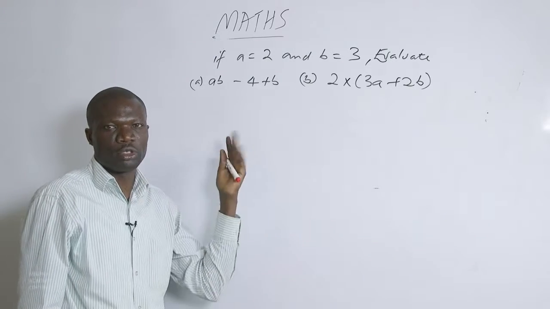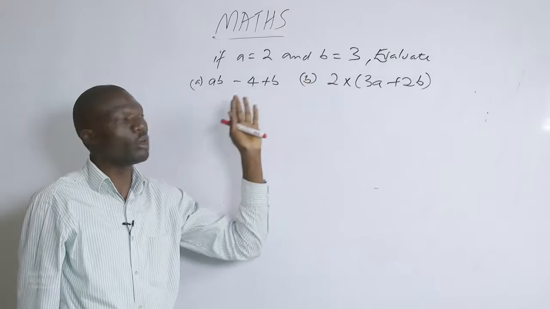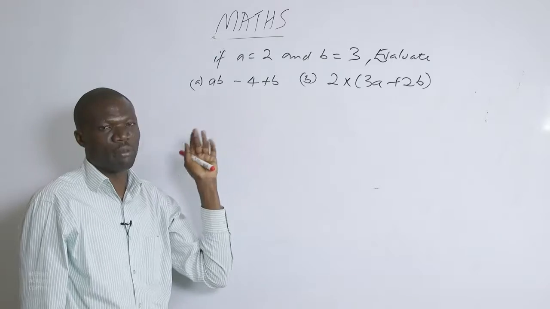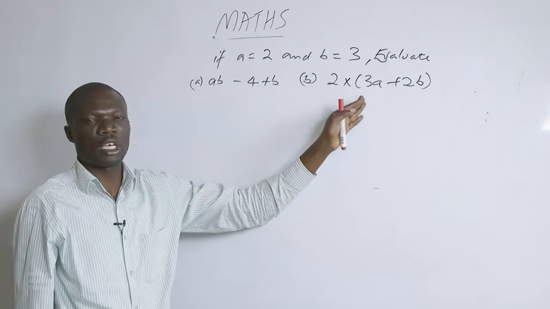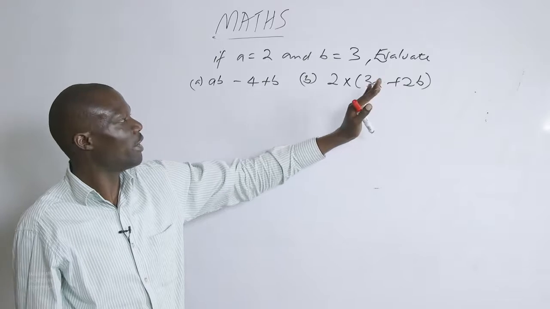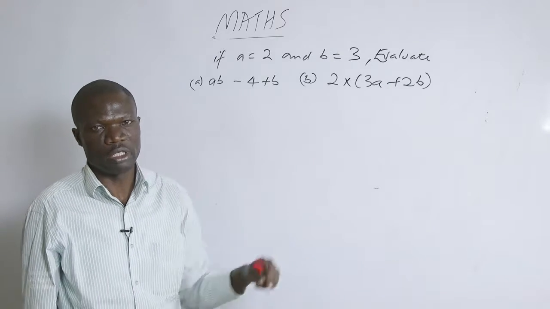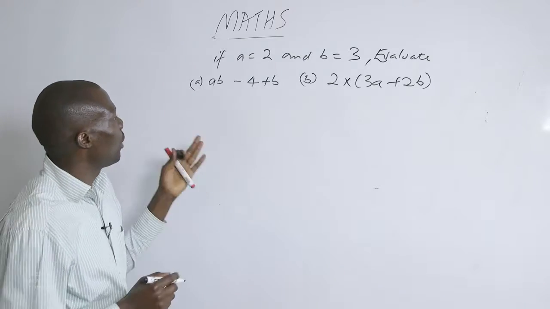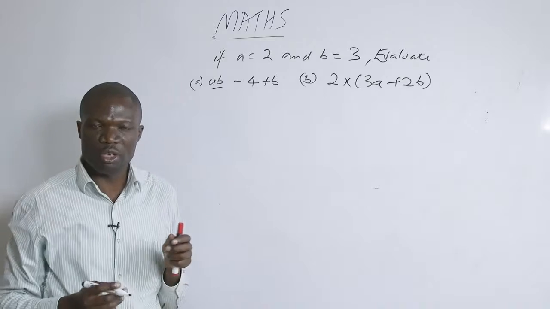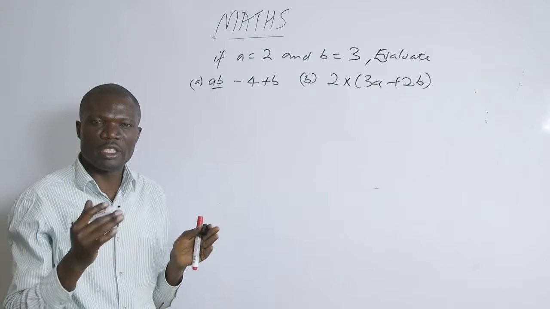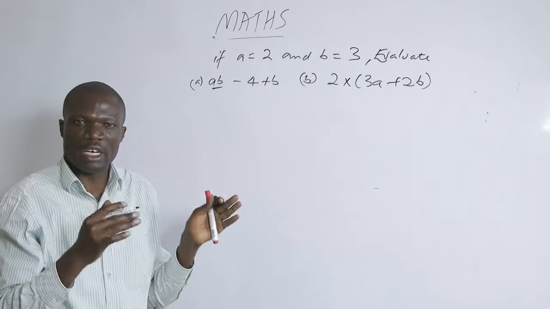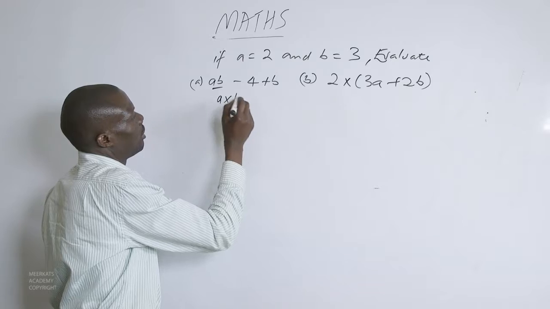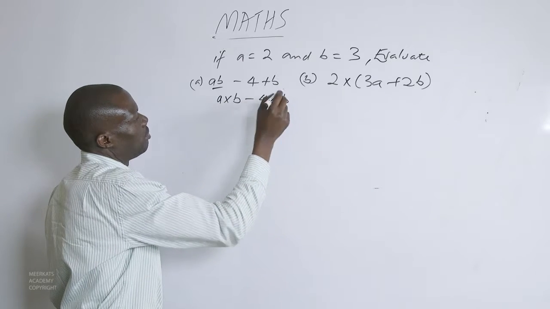If A is equal to 2 and B is equal to 3, evaluate 1, AB minus 4 plus B, and 2, 2 times, inside the bracket, 3A plus 2B. Starting with the first one, where we have this AB, we said earlier on that AB is the same as A times B. So we write it as A times B and not AB.